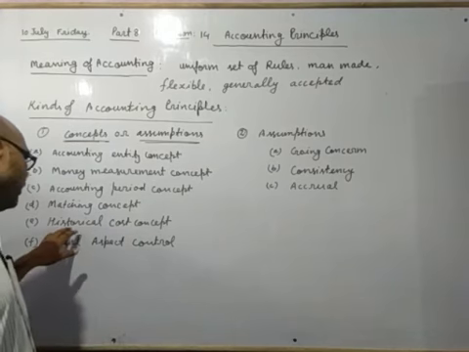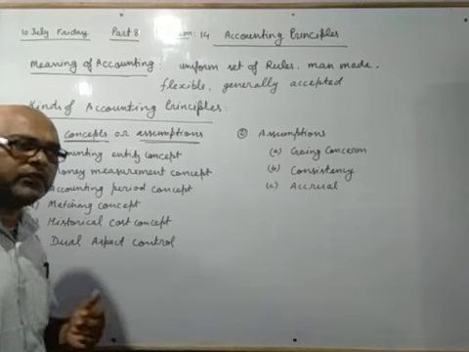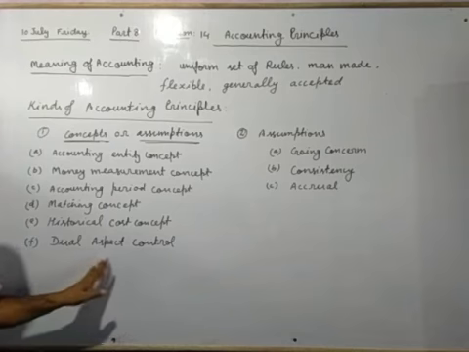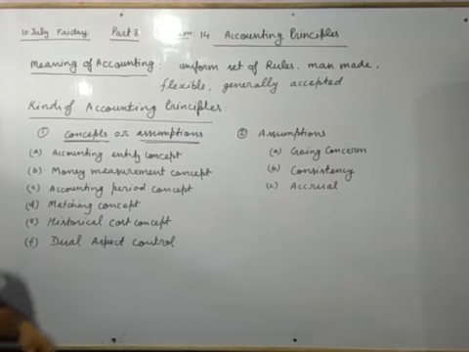So it is called historical cost. Why historical? First we make the transaction, we pay the money, and after that we record. So it has become history. So we call this historical cost. Next one, dual aspect concept.